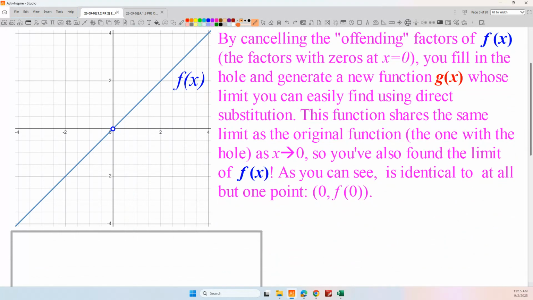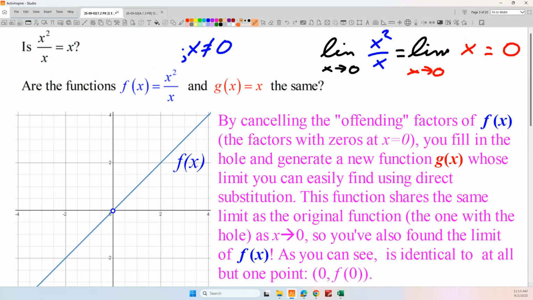Okay, what's the secret there? How come that worked? By canceling the offending factors of f of x, we fill in the hole, essentially. We generate a new function that's literally exactly the same as the original one at every point except one. It fills in the hole in the original function, which allows us to take the limit directly. Now let's think about this in terms of our conversation about limits from last week.